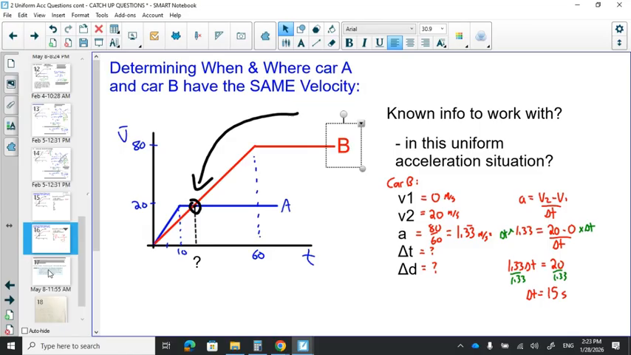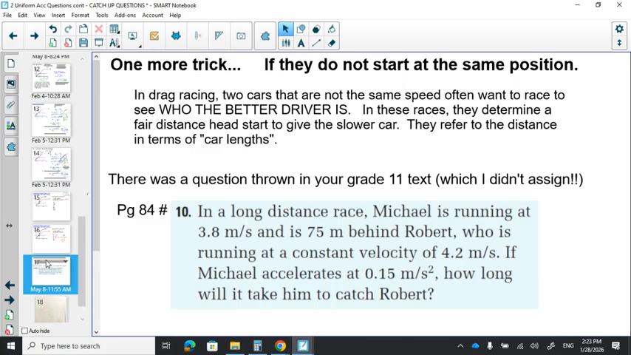The next one here is a little bit of a one more trick kind of challenge. What if they don't start at the same position? In drag racing, there used to be a show called Pink Slips or something like that. If two people are drag racing for a prize, they want the contest to be about who the better driver is, who's shifting better and so on. So they might have numbers about the car itself, and they give the person driving the slower car a head start, a certain number of car lengths. They negotiate that, and then they agree to it, and the winner gets the prize, which was the other person's car in that show.